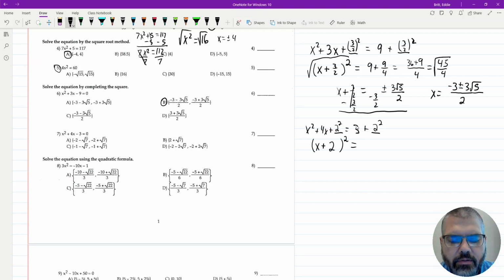Equals 3 plus 2 squared. So 3 plus 4. 3 plus 4 is 7. So now I want to use the square root property and take the square root of both sides.